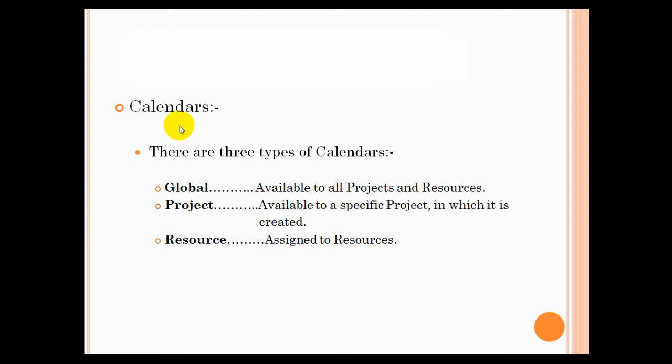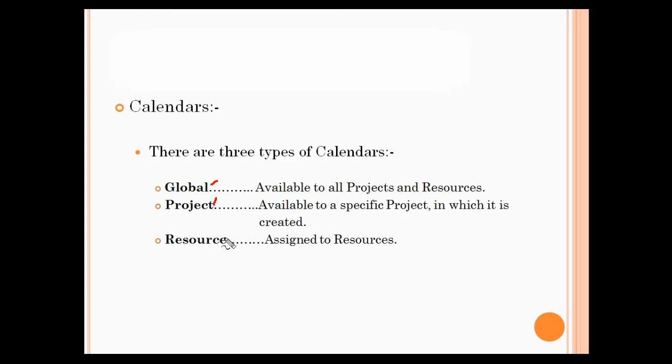Now, there are three types of calendars in Primavera 6. One is global. These are the three categories. If you define a calendar under the global category, then you can assign it to any project. And if you define a calendar under the project category, you can assign it to that specific project only. That calendar cannot be assigned to other projects unless it is moved to global.